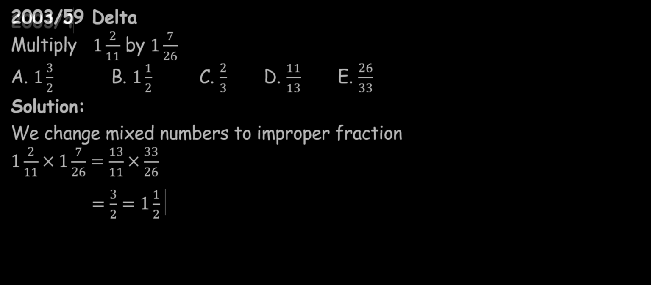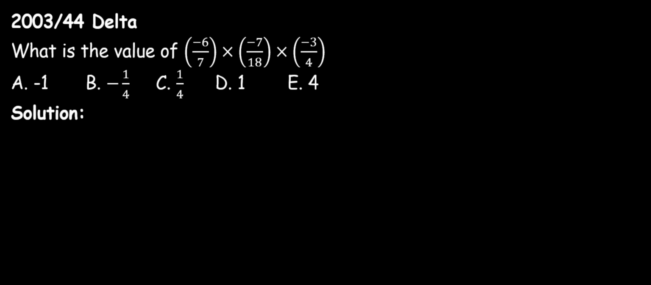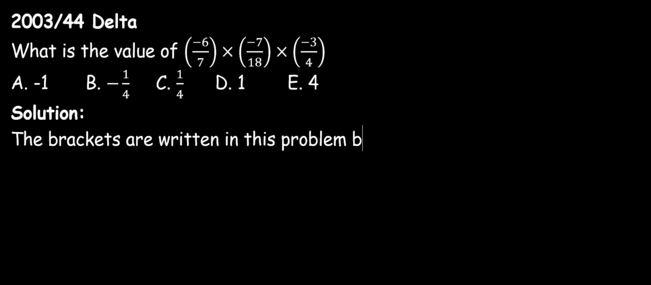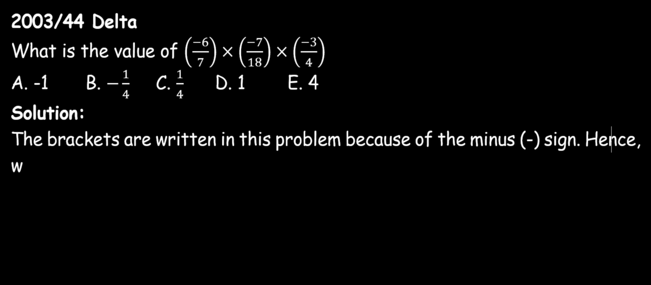Another example. What is the value of minus 6 over 7, bracket open and close, times minus 7 over 18, bracket open and close, times minus 3 over 4, bracket open and close? The options are given. Solution. The brackets are written in this problem because of the minus sign. Hence, we will reduce to the lowest term even though the bracket is there.